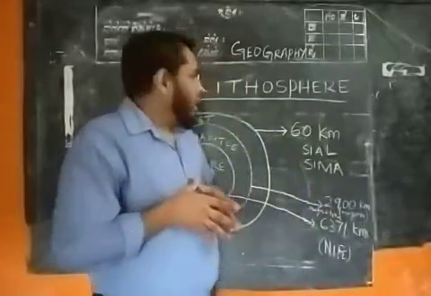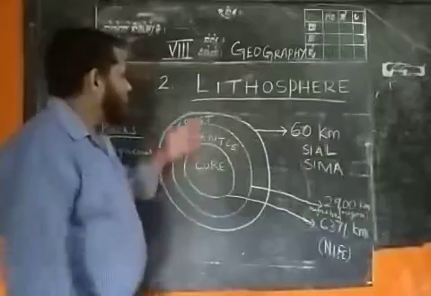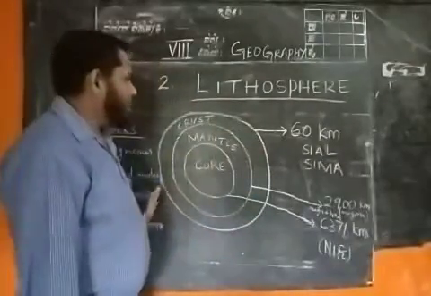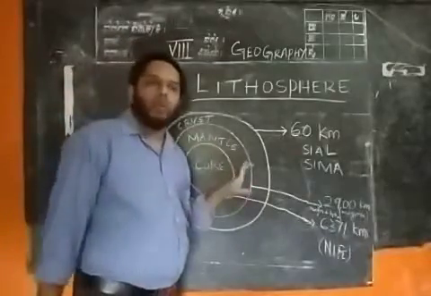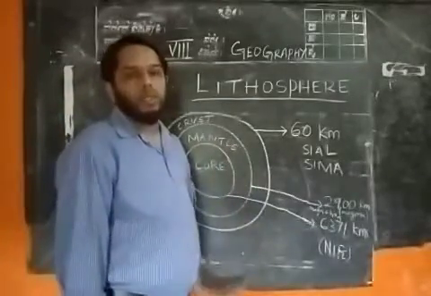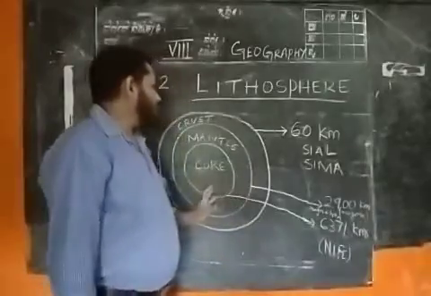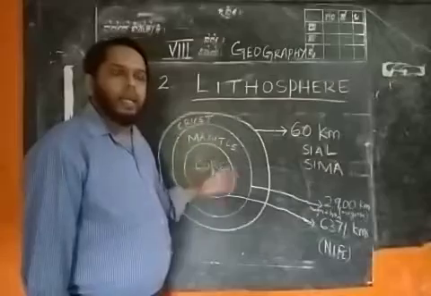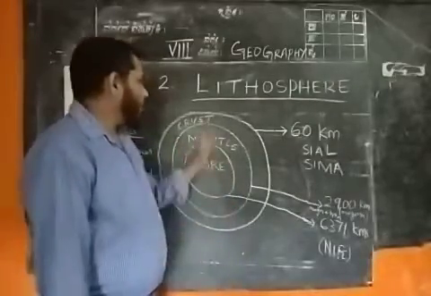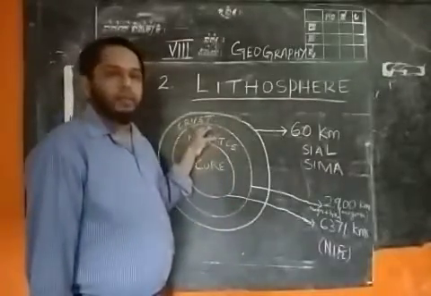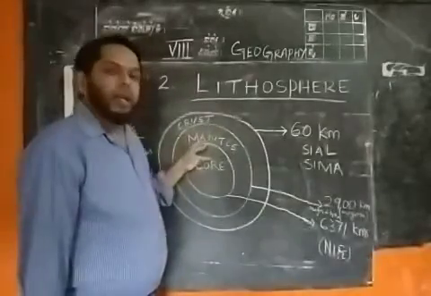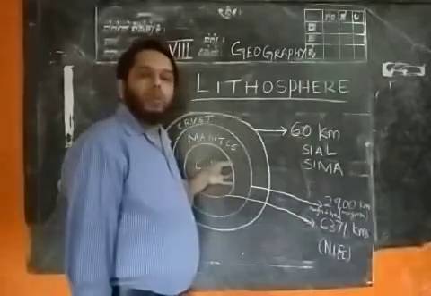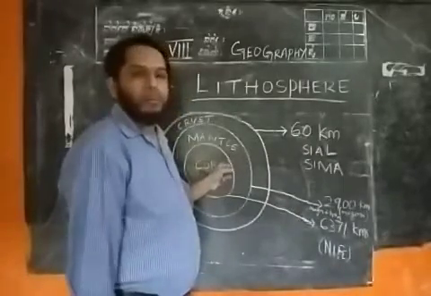Coming back to lithosphere, listen. Here you can see the diagram of the earth. Our earth is oval in shape, or we call it geoid shape. The earth has 3 layers. The outer layer we call crust, the middle layer we call mantle, and the innermost part is known as core.